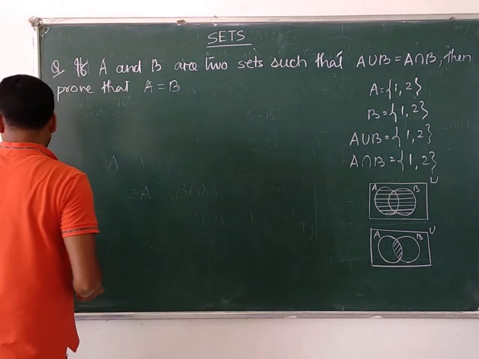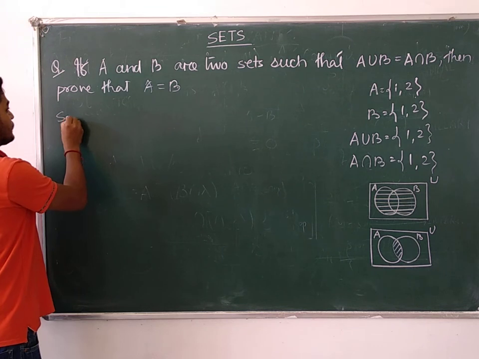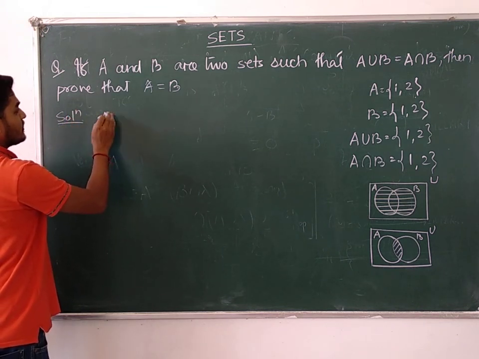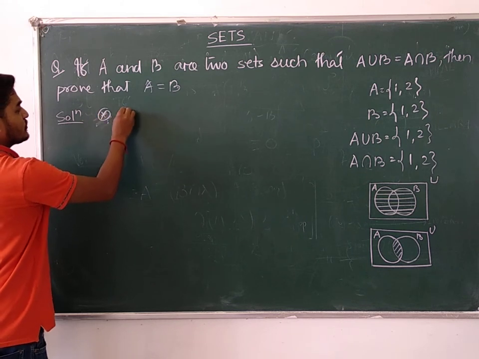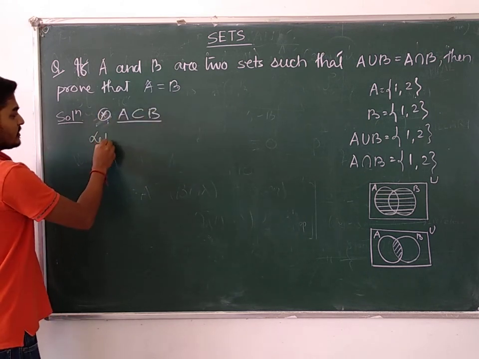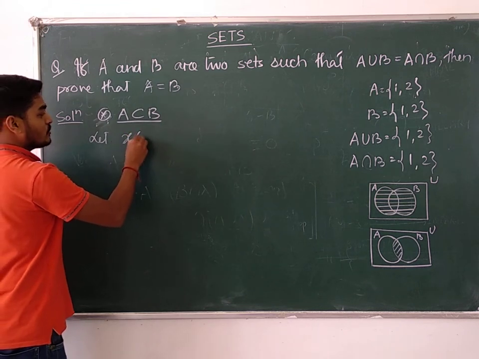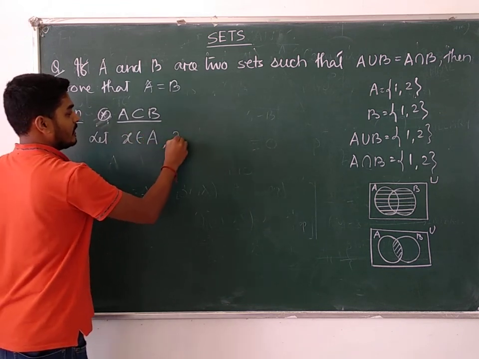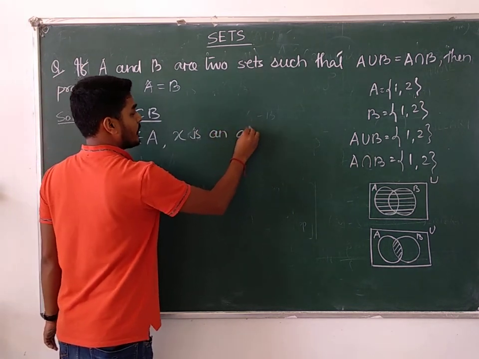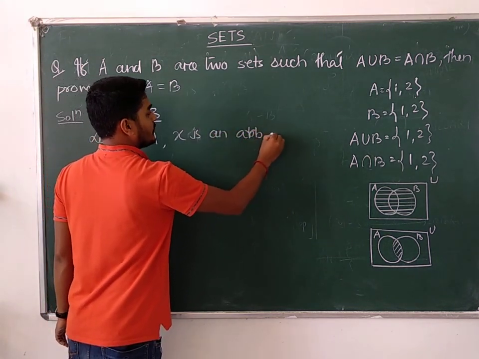Okay, so let's start. So first we will try to show that A is a subset of B. So that's why let X belong to A. X is an arbitrary element.